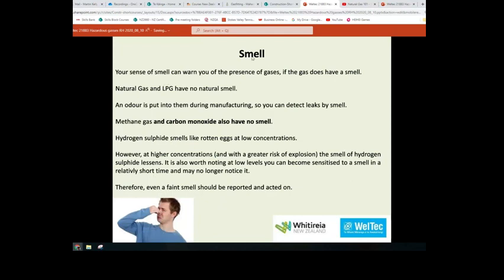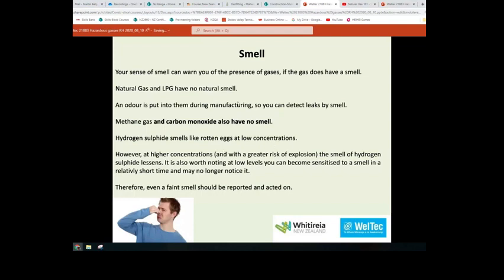So identifying the gas, smell is probably our number one go-to. So fuel gases that are reticulated have no natural smell, but in manufacturing, a smell is added. So ethyl mercaptan's added, it creates that common gas smell. Naturally produced methane and carbon monoxide have no smell, so that makes them particularly dangerous. Hydrogen sulfide smells like rotten eggs, so that can be identified.